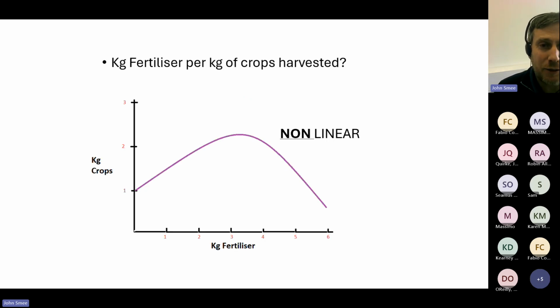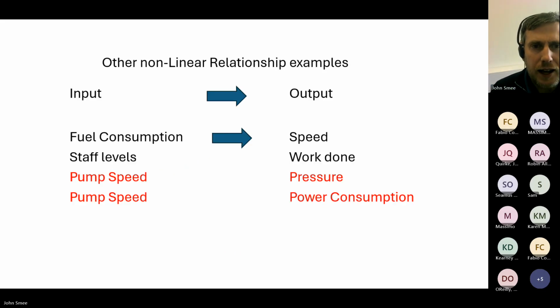So if you actually graph that, it would probably look something like this. So what the farmer's aiming to do is optimize it, find that sweet spot for fertilizer per crop output, in his nonlinear relationship. So are there other nonlinear relationships all around us? There are some with the pumps, and we're going to talk about those in a minute.